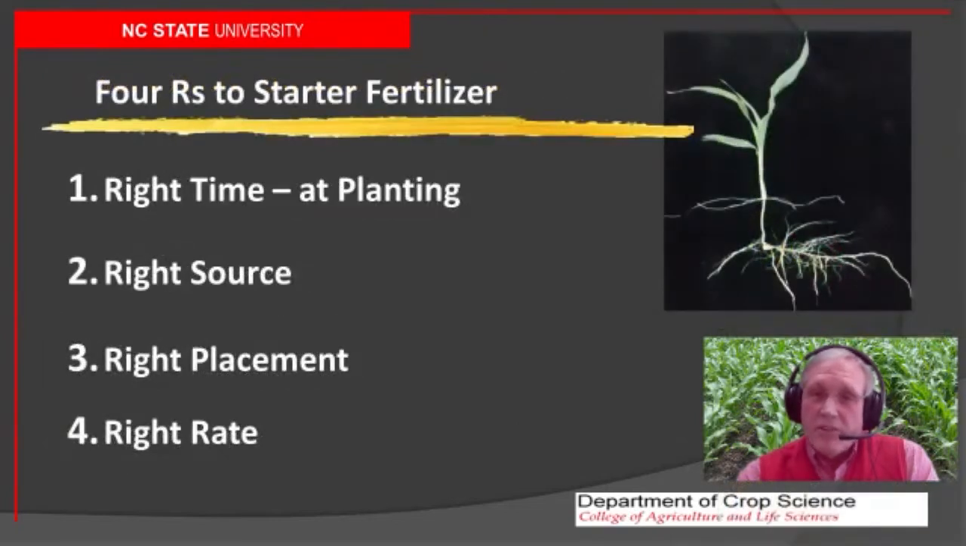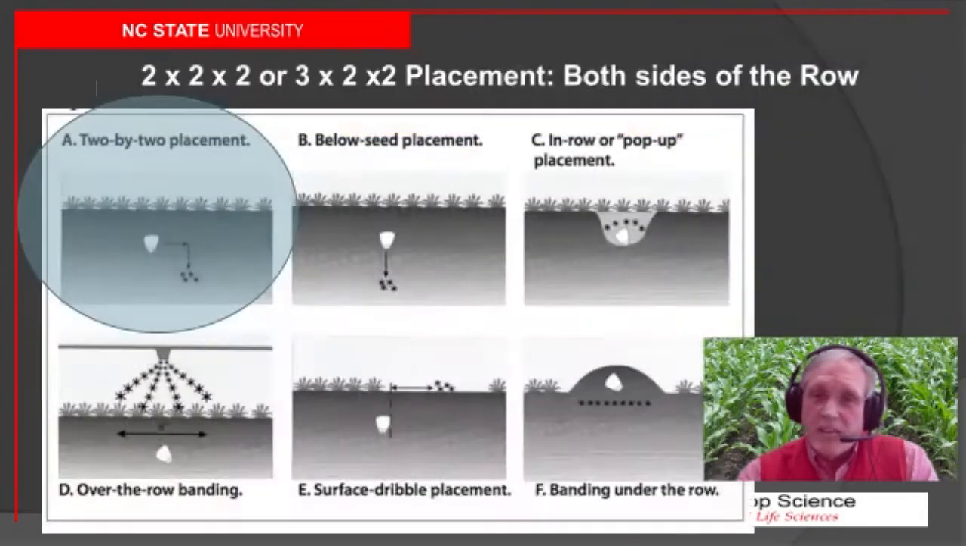All right, so we've covered the source thing, and probably more than you wanted. Now let's talk about these two, which I think are really the crux of our problem in starter fertilizer: placement and rate. And the two go hand in hand together. Basically, the rule is the closer you can place it, the lower the rate you can use. That is the rule that I abide by.